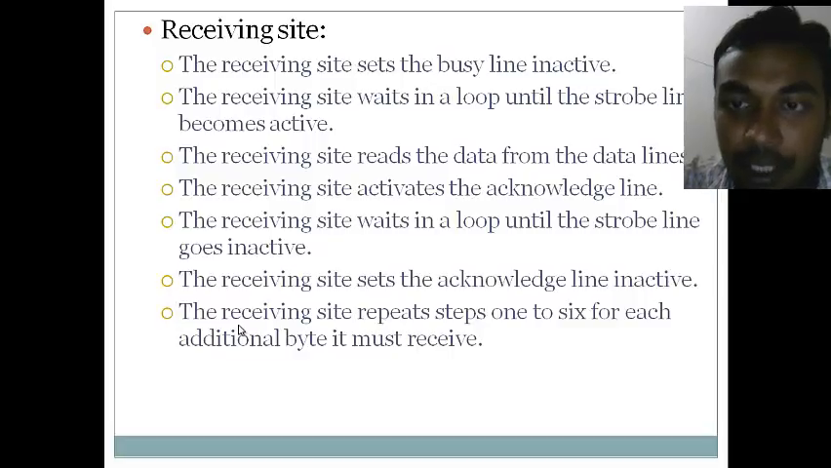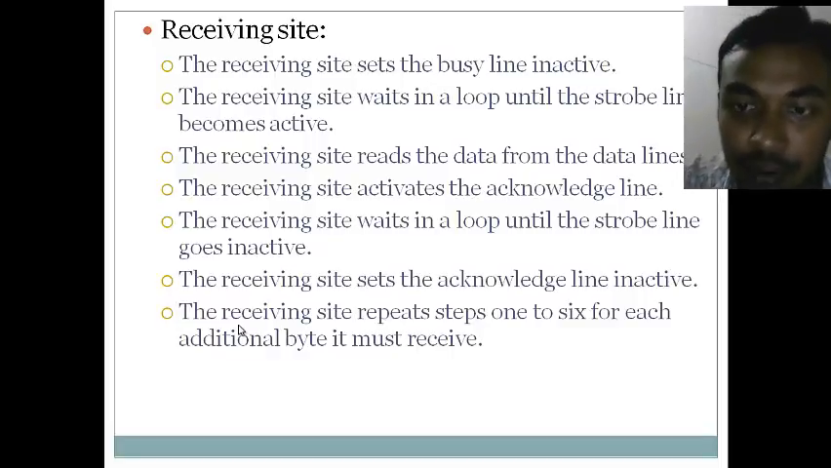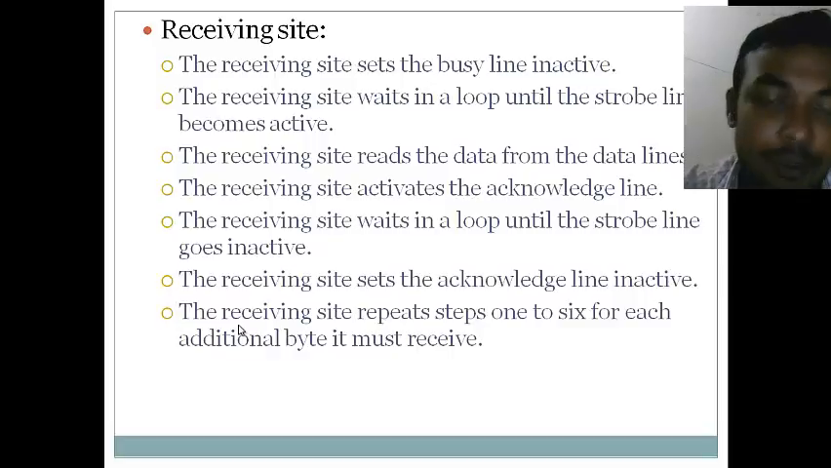The receiver waits in a loop repeatedly until the strobe line goes active. Once the strobe line goes active, all the data is transferred to this side. Once the strobe line gets inactive, it makes the acknowledge line also inactive, and the same process is repeated over and over again for all the data to be transferred.